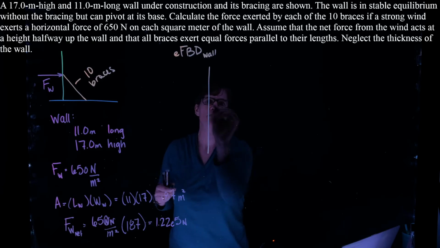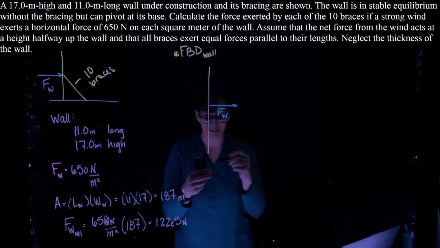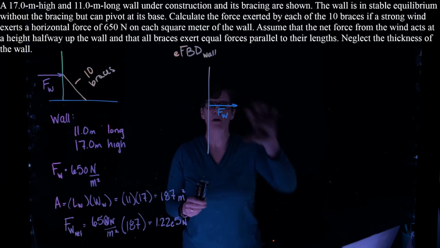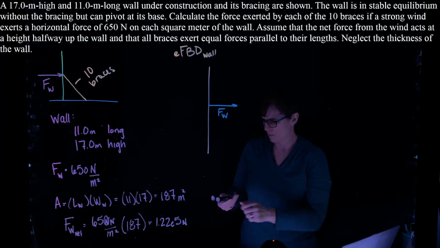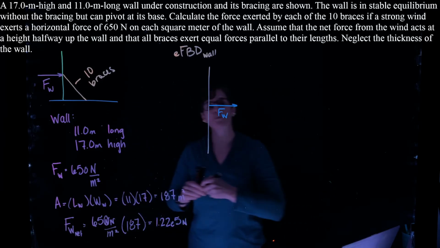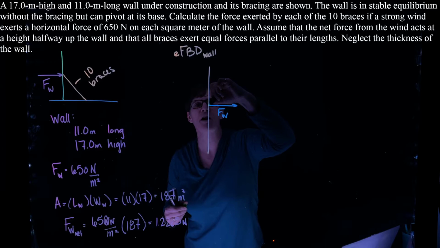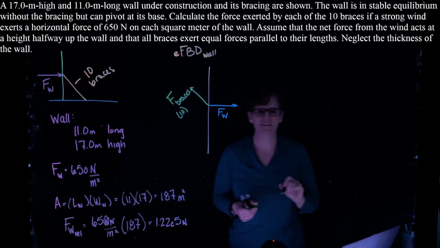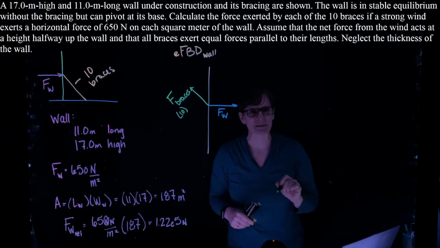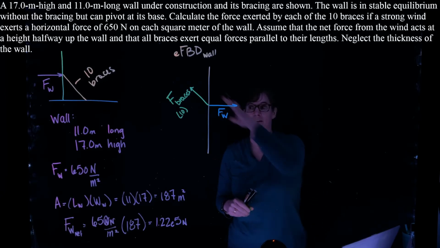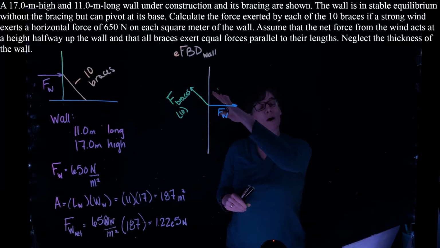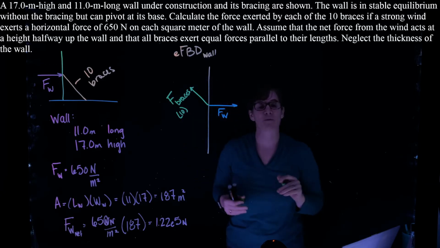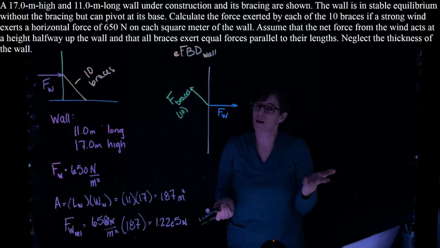We know we have the force of the wind. That's going to be our net force acting on that wall. And as stated in the problem, it's acting halfway up that wall. We also have the force of each one of those braces. And so we're going to draw, they also hit at that center point. We want to keep in mind that there are 10 of those. They also hit at that center point as depicted in the picture, and they're pointing up and to the right. If we imagine them holding up that wall as the wind is trying to blow it, that force is up and to the right.